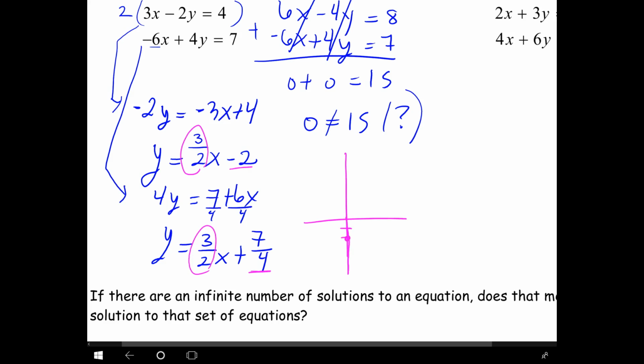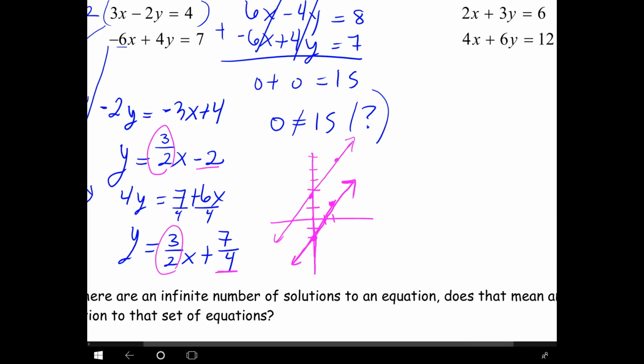So this one's at negative 2, and I go up 3, right 2. This next one, 7/4, what is that? That is 1.75. So we're going up to 1.75, and then up 3/2. 1, 2, 3, right 2. I'm going to get parallel lines.